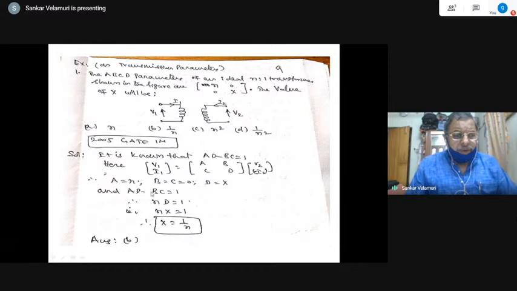So the only relation to be invoked for this calculation is AD minus BC is equal to 1. So N into D equal to 1. So that is N into X must be equal to 1. So X is equal to 1 by N. So therefore B is the answer.